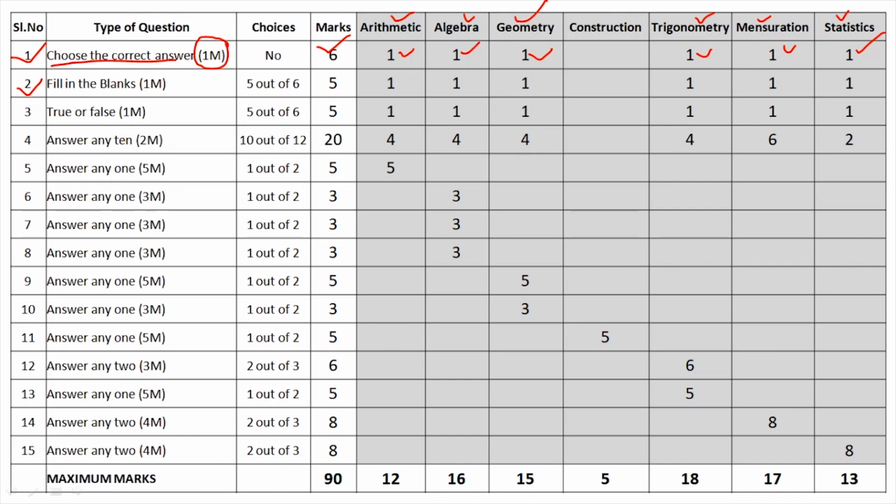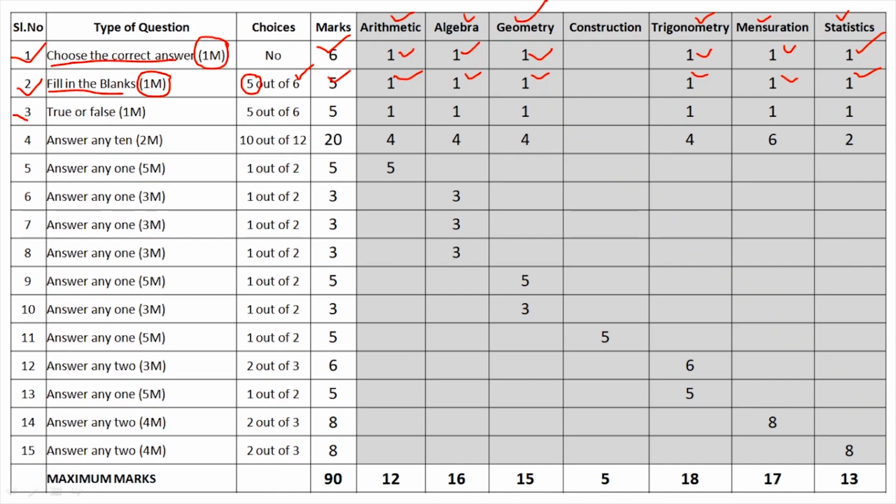Question number 2 will be fill in the blanks, which will also be of 1 mark each, and there will be choice. There will be 6 questions, out of which you have to do only 5. So it is a 5 mark question. There will be 1 question each from arithmetic, algebra, geometry, trigonometry, mensuration, and statistics, each of 1 mark, but you have to do only 5 out of 6.